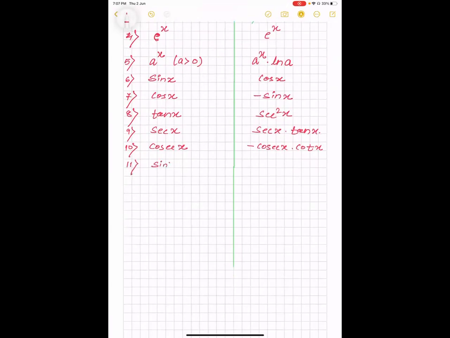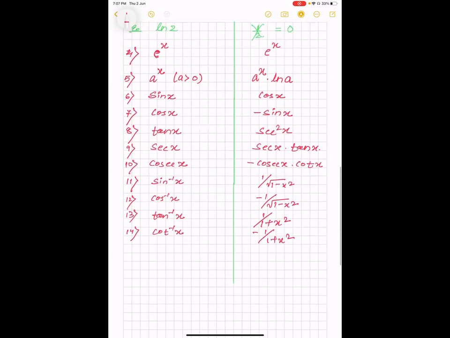Derivative of sine inverse x, derivative of cos inverse of x, and derivative of tan inverse of x. The derivative of sine inverse x is 1 over root of 1 minus x square. Derivative of cos inverse x is negative 1 over root of 1 minus x square. Derivative of tan inverse x is 1 over 1 plus x square. You can have a formula for the derivative of cot inverse of x as well, which will be negative 1 over 1 plus x square.